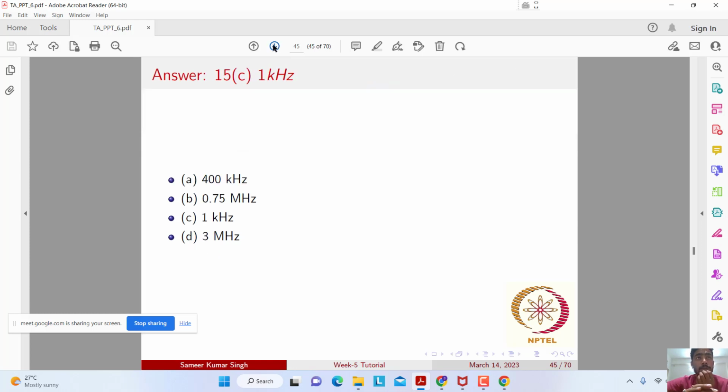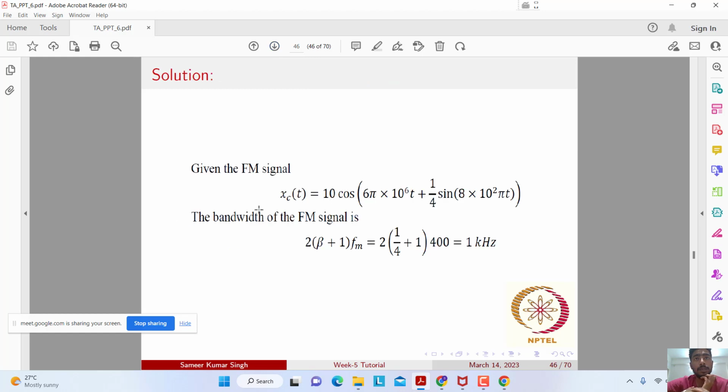Okay, so the answer will be C, 1 kilohertz. Basically, we have the FM signal that is given. We just have to apply the Carson rule, that is calculate the bandwidth, which is equal to 2 beta plus 1 times FM. So just compare, beta is given as 1 by 4. From there you can get the FM, that is given as 2 pi FM. So from there we will get FM, that is 400.